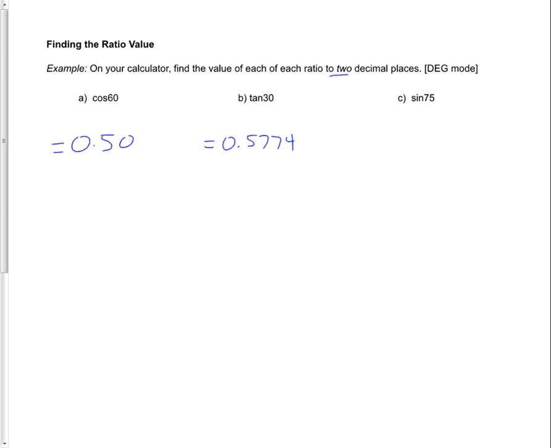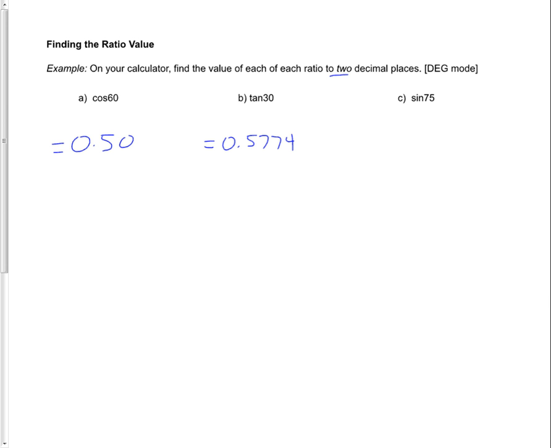Again, every calculator is a little bit different. Some of your calculators require you to put in the angle first and then hit the trig function, whether it be tan, sine, or cosine. But that's something that you need to practice with your calculator, because every one is slightly different.